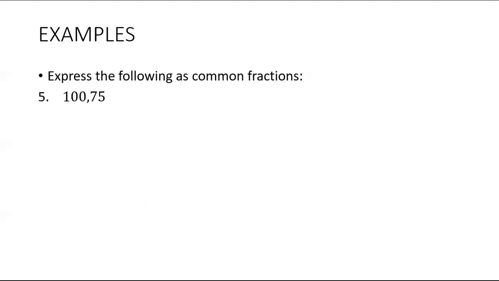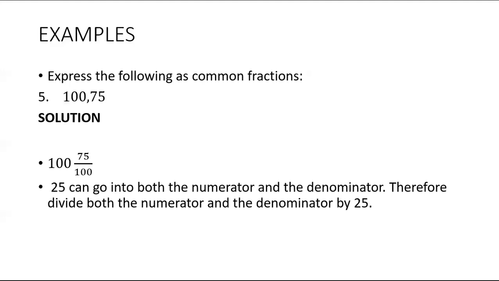3,75, you will write that as 375 over 100. 75 goes into 100 how many times? Actually it doesn't, but 25 does. The highest common factor between 75 and 100 is 25. 25 goes into 75 3 times, and into 100 it goes 4 times.